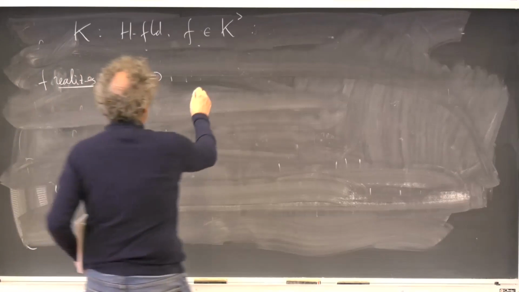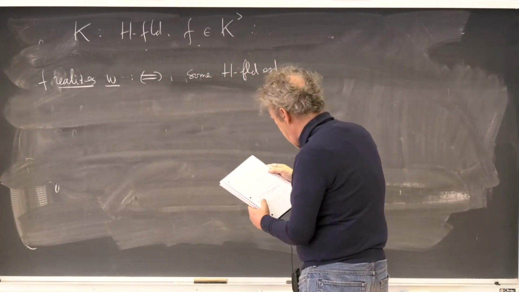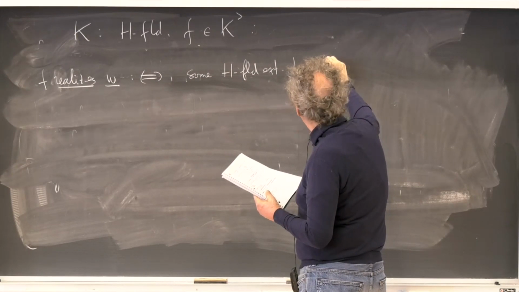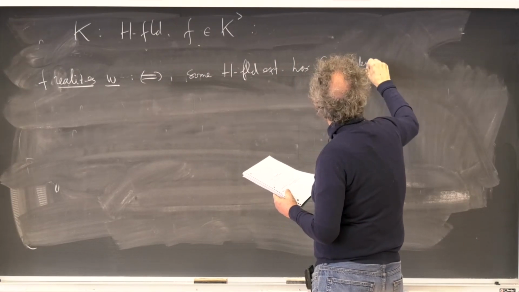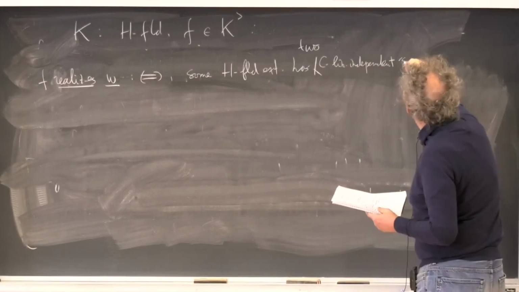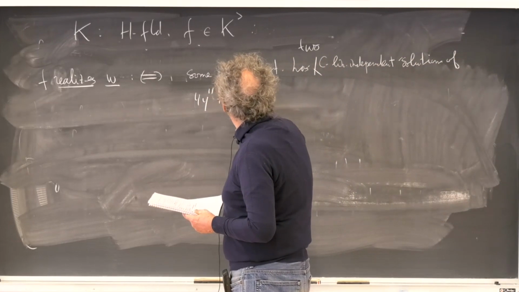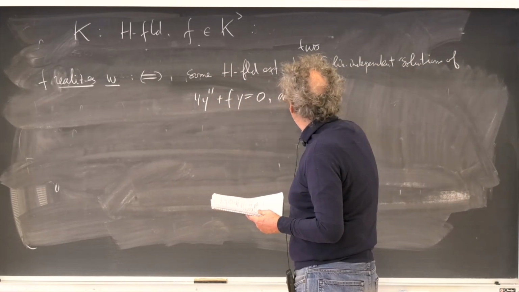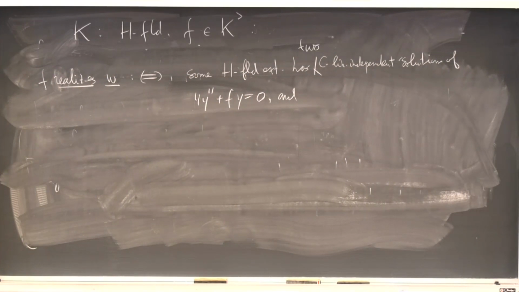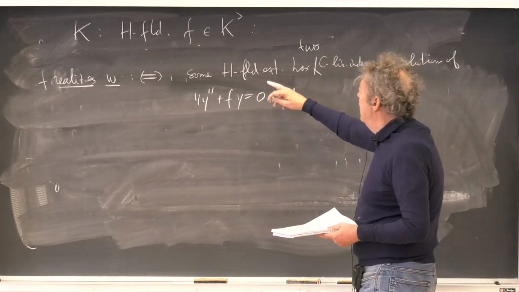Some H-field extension has, let's say, even two C-linearly independent solutions of 4y'' plus fy is zero. And also the opposite happens. The opposite meaning, of course, you have to say there is a differential field extension with a solution that cannot be made into an H-field.